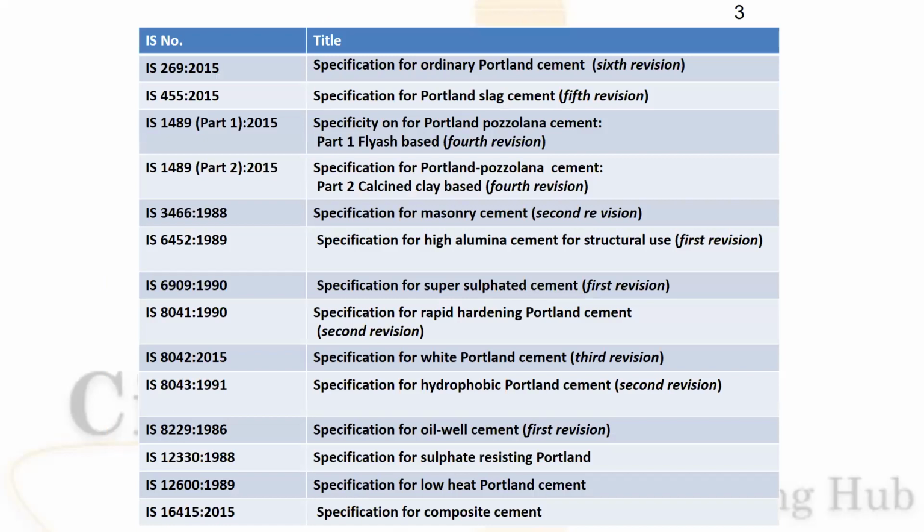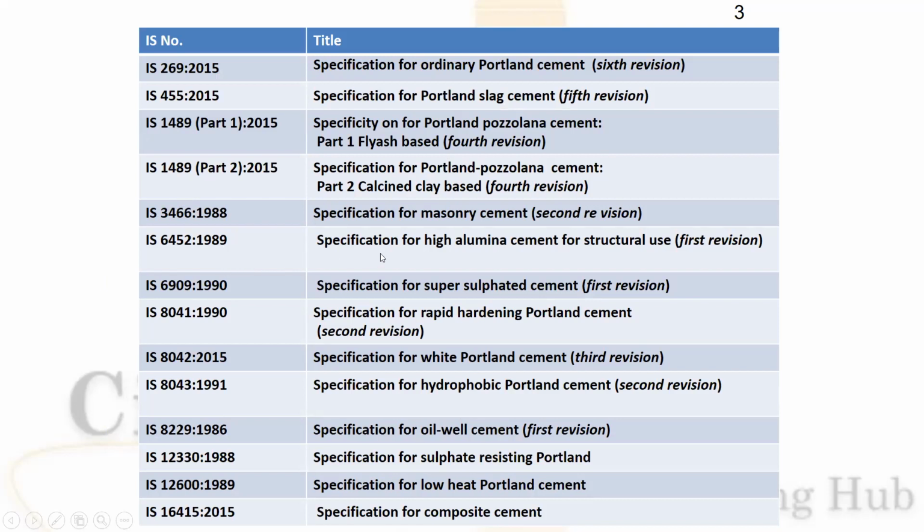See, these are all the codes which have been covered under these things. IS 269, ordinary Portland cement. IS 455, specification of Portland slag cement. IS 1489 Part 1, specification of Portland pozzolana cement, that is fly ash based. IS 1489 Part 2, specification of Portland pozzolana cement, calcined clay based. IS 3466, specification of masonry cement.